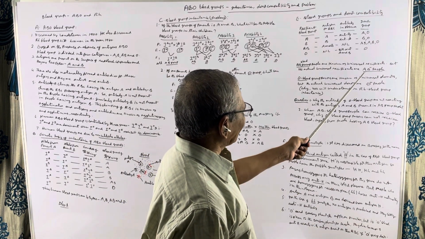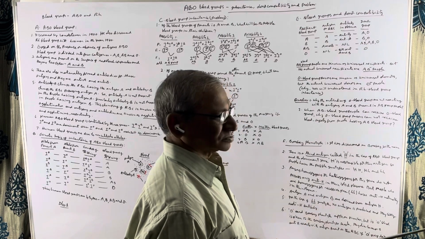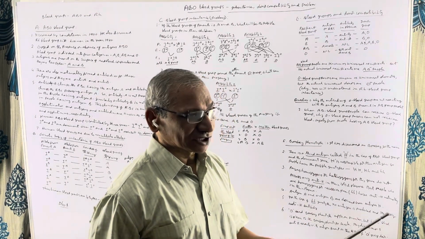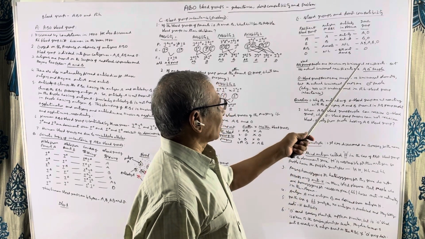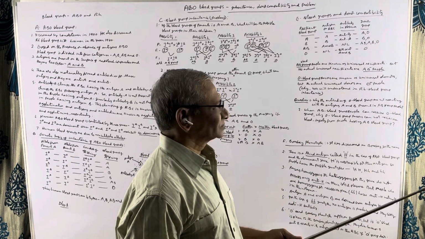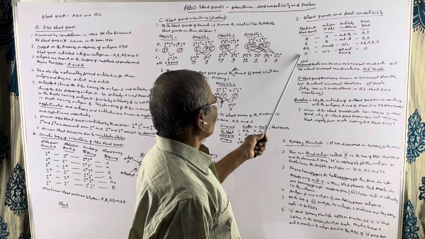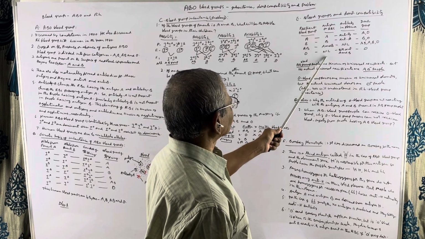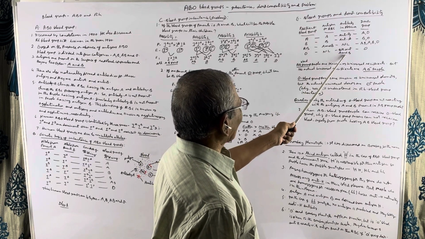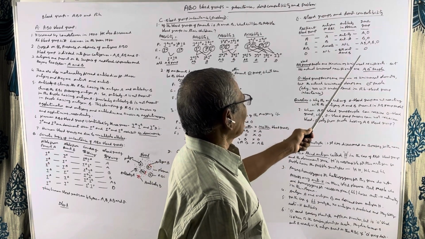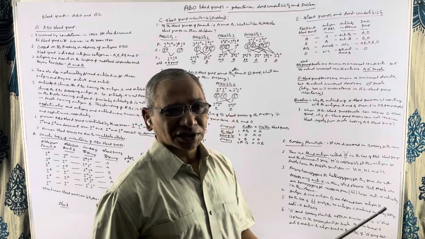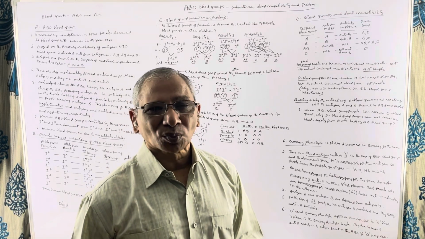Actually, AB negative people are universal donors, not AB people. Sorry, universal recipients. Not AB, but AB negative people are universal recipients. Then, coming to the O group. Antigens are nil, but both the antibodies are present in the plasma. O group people can receive blood only from O group people.